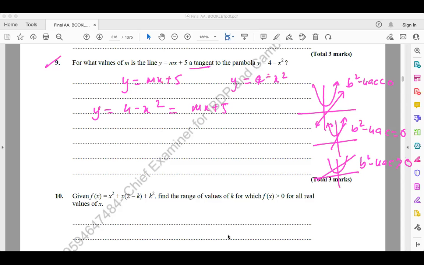So I'm just going to take this equation and solve it. Bring everything to the right side. So we get x squared plus mx plus 1 equals 0. And then you get b squared minus 4ac equals 0. So you get m squared minus 4 times 1 times 1 equals 0. You get m squared equals 4. You get m as plus or minus 2.